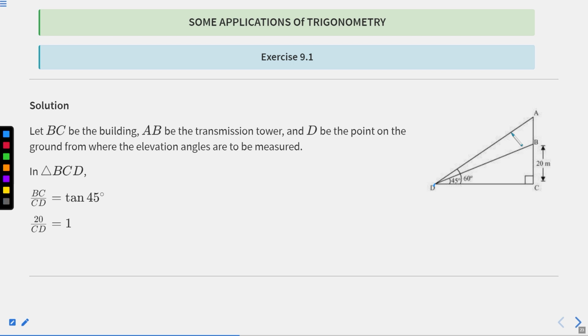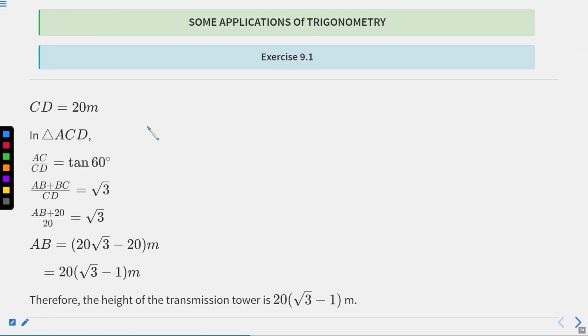So in triangle BCD, BC by CD is equal to tan 45 degree. BC is equal to 20 meter, that is given to us. So BC by CD is equal to tan 45 degree, and it implies 20 by CD is equal to 1, and it implies CD is equal to 20 meter.